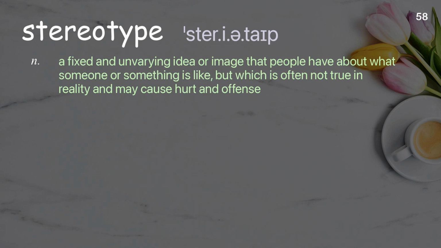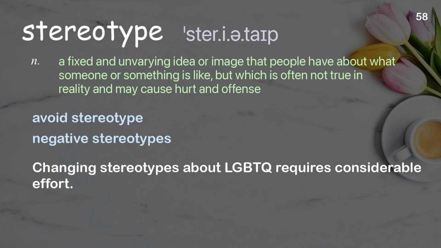Stereotype. A fixed and unvarying idea or image that people have about what someone or something is like, but which is often not true in reality and may cause hurt and offense. Examples: Avoid stereotype. Negative stereotypes. Changing stereotypes about LGBTQ requires considerable effort.